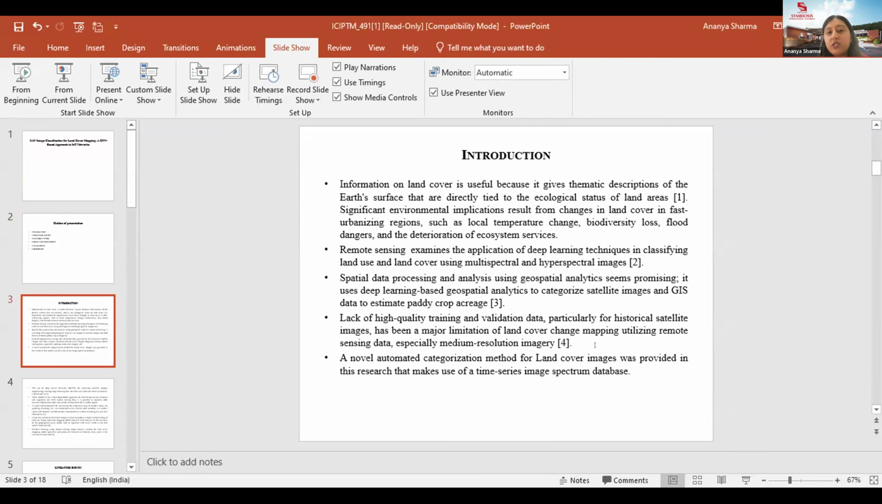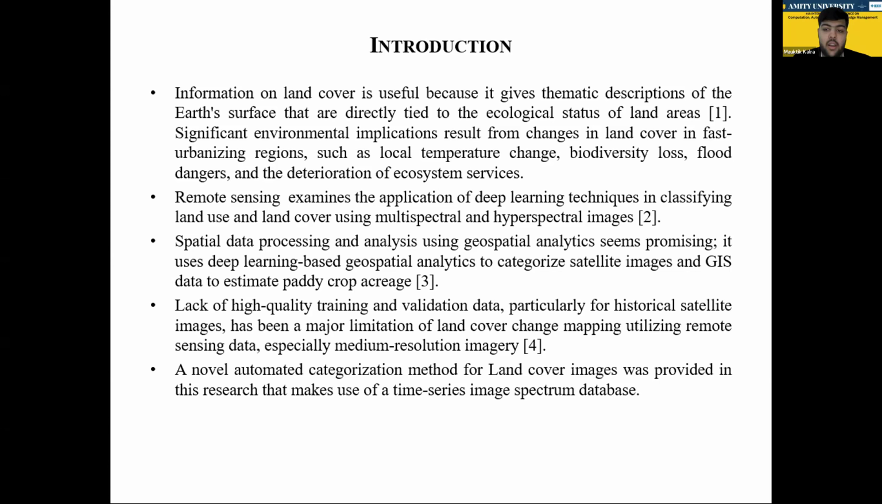So information on land cover is useful because it gives a thematic description of the Earth's surface that is directly linked to the ecological status of land areas. Ma'am, sorry to interrupt. If you could put your slides into PowerPoint mode. Okay, thank you. So, significant environmental implications result from changes in land cover in fast urbanizing regions, such as local temperature change, change in biodiversity, and deterioration of the ecological system, along with flood dangers.